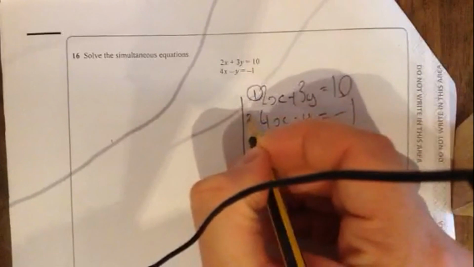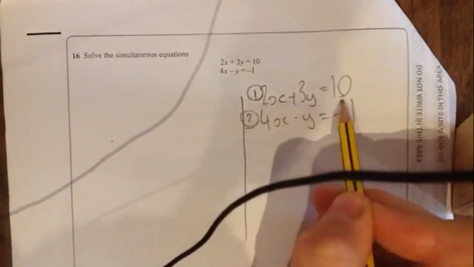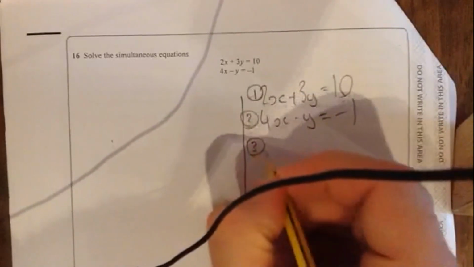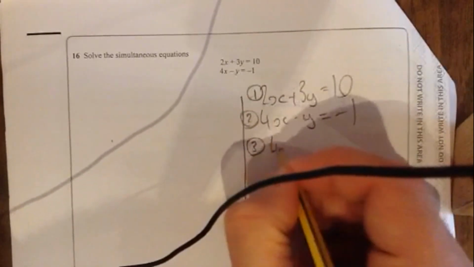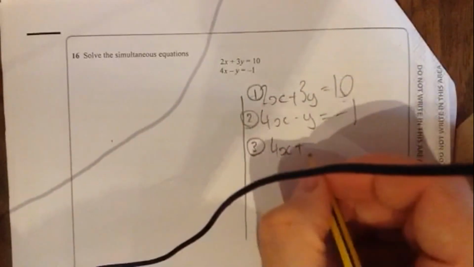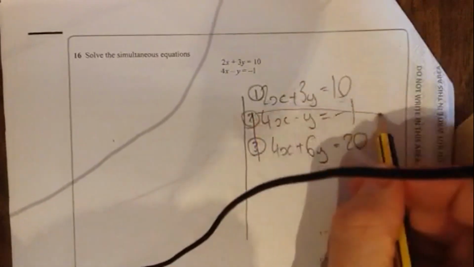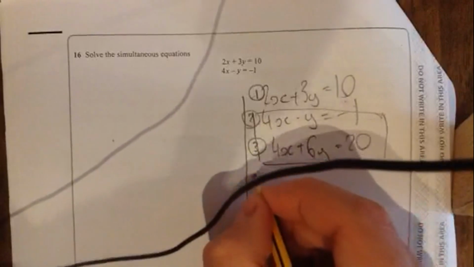If I label these 1 and 2, it will make more sense to double the first one to make the x's the same. So the first one, which I'm now going to call 3, I'm going to write as 4x, because 2x times 2 is 4x. 3y times 2 is 6y, equals 20. Now these two here, my x's are the same, so I'm going to subtract the second one from the third one.